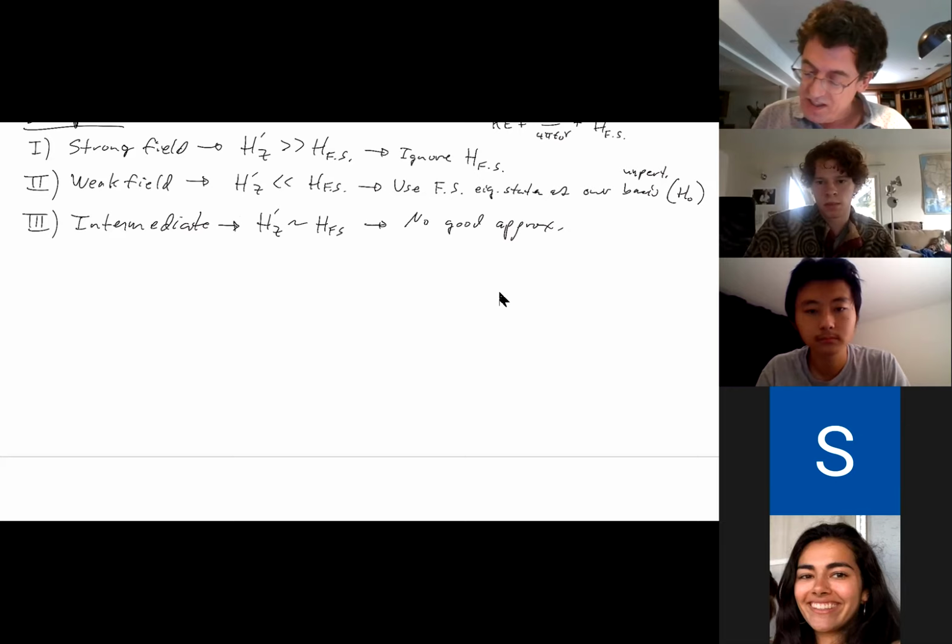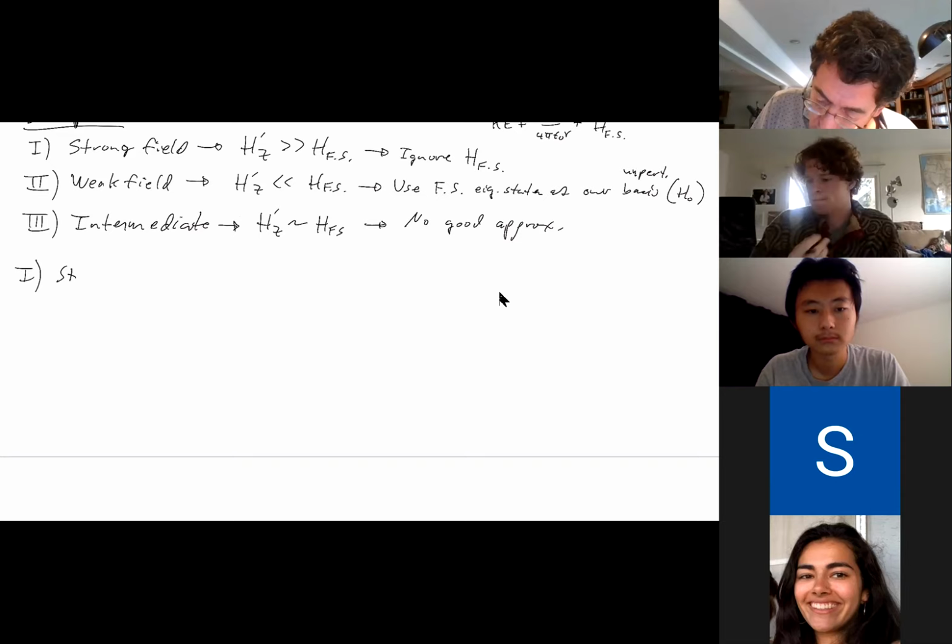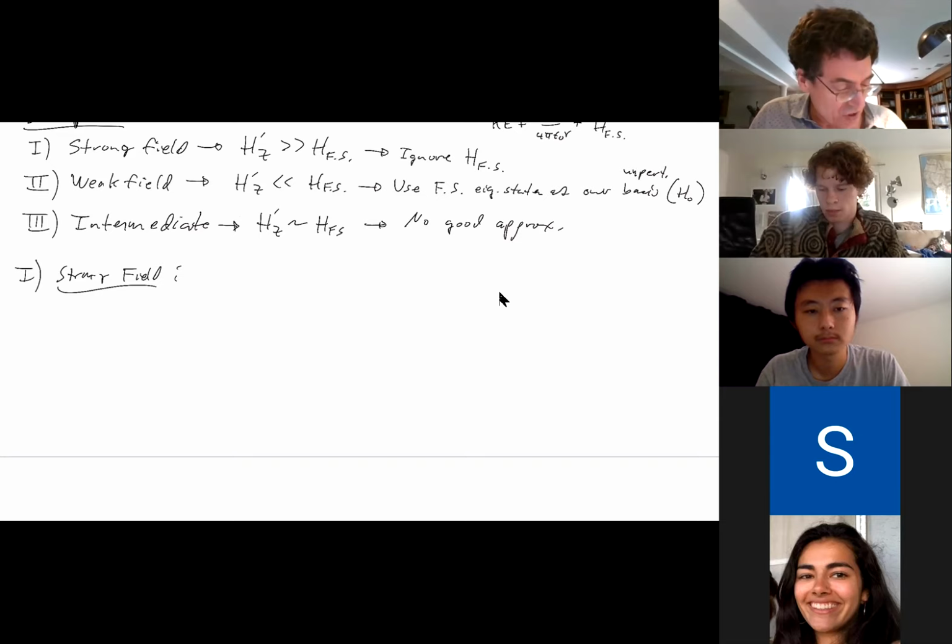Okay, so let's do them one after the other. Let's start with the strong field. Okay, so for the strong field, we can write down the perturbation, H prime. Let's remember the Zeeman effect.